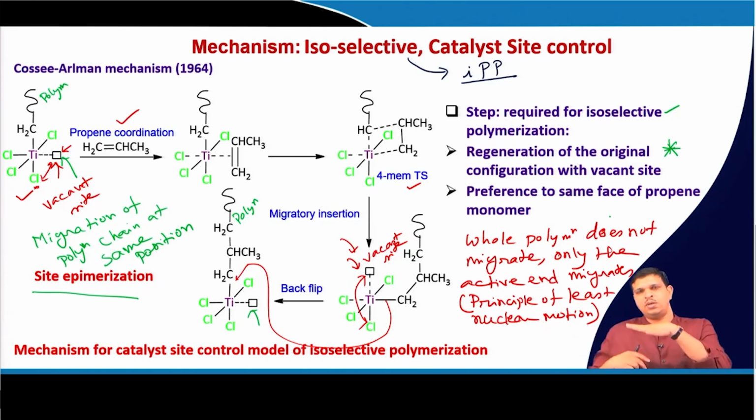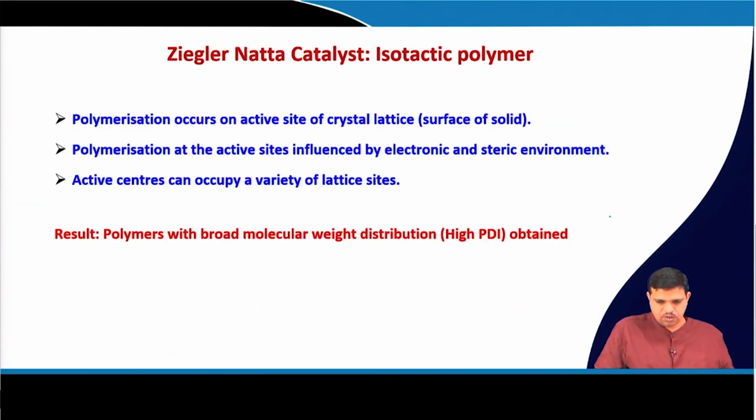Let us say this is my catalyst, and here is the vacant site. If we create the vacant site after one addition of my monomer, then after insertion the vacant site should be the same, so that the monomer can approach through here, not through here or here, otherwise it will not be stereoselective.